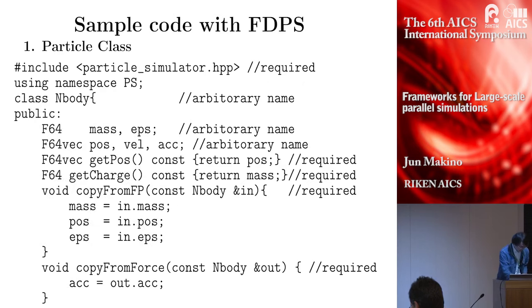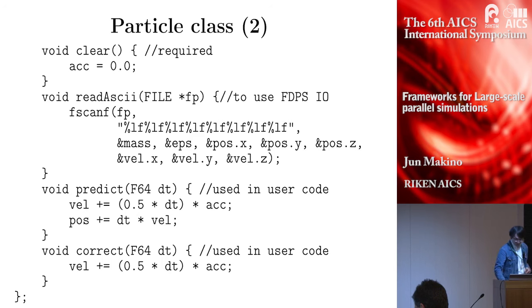Well, this is a part of the sample code, the sample user code that the user actually needs to write. And this is the definition of the particle class with the mass and the position and the velocity and some of the necessary functions to communicate with the FDPS part.